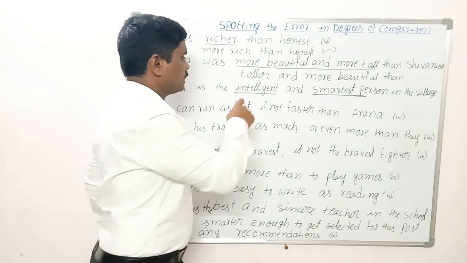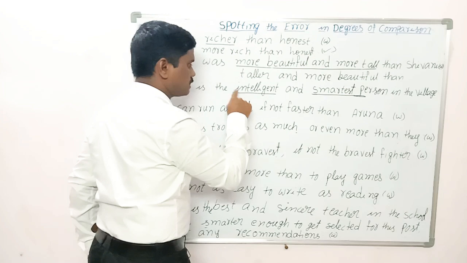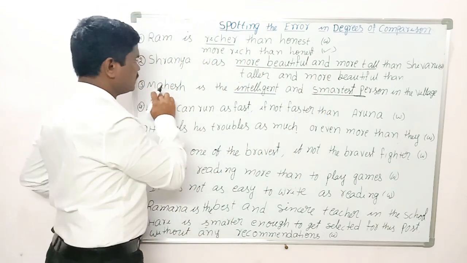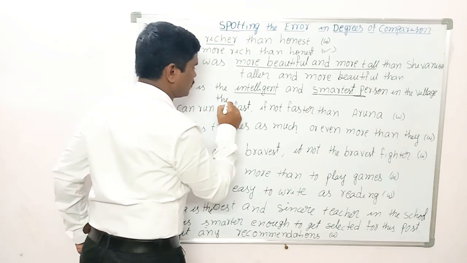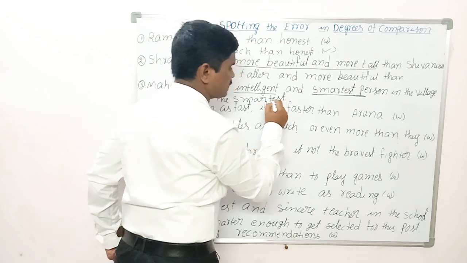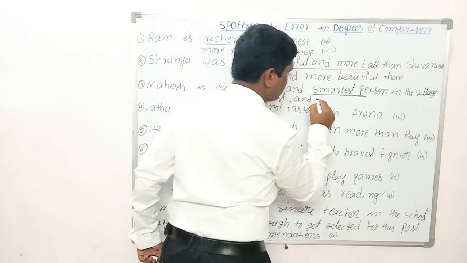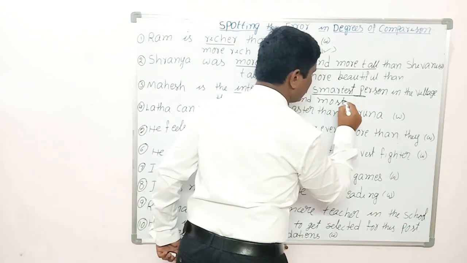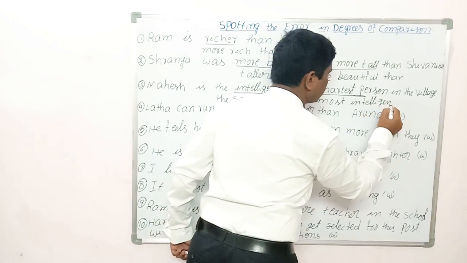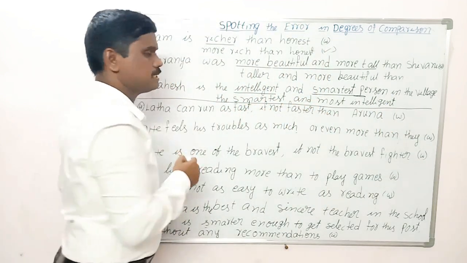Number 2, when there are two different adjectives, est adjective comes first, more and most adjective comes next. So the correct answer is Mahesh is the smartest. First est, and here intelligent, more intelligent, most intelligent. So we have to change it into most intelligent person in the village. In this way we have to write the sentence.